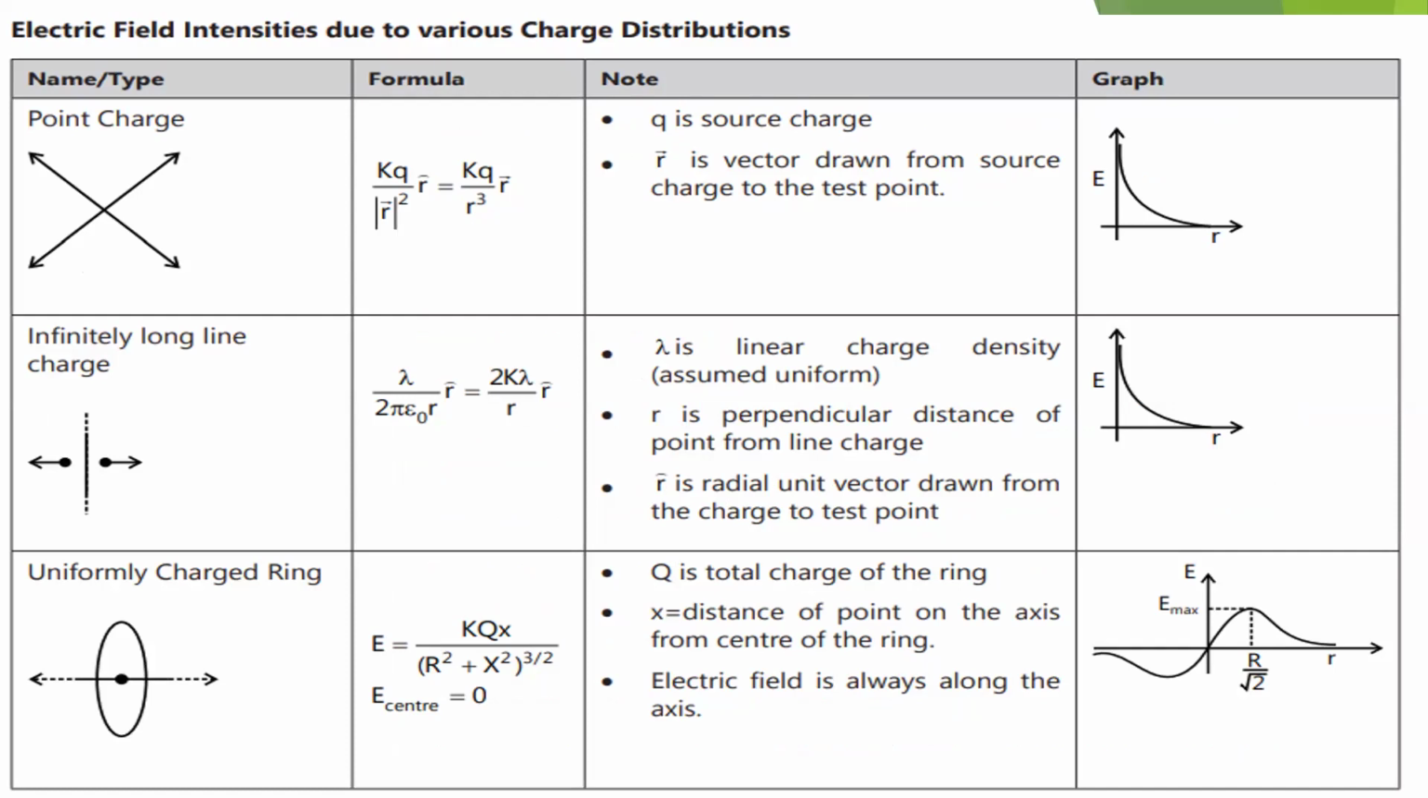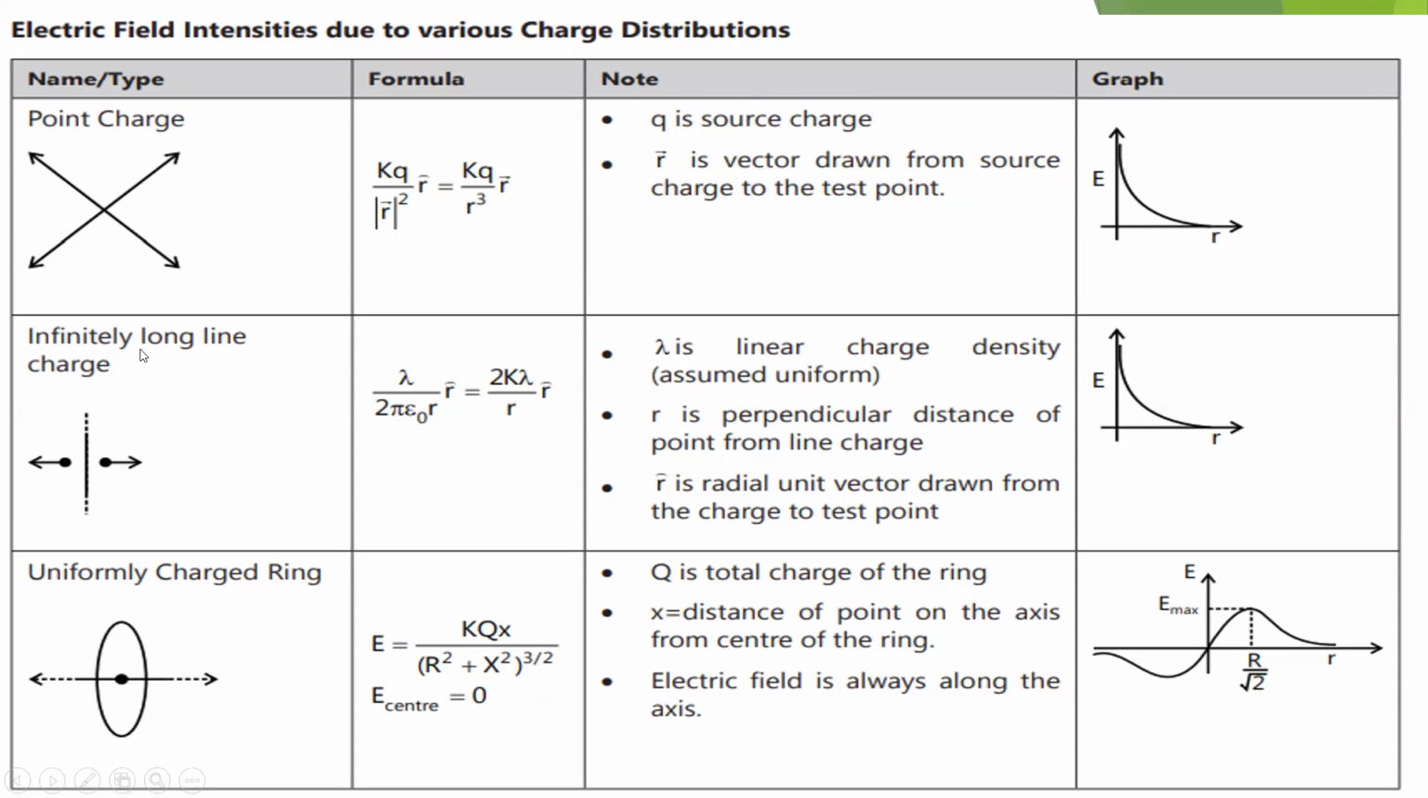So these are another important equation you have to keep in mind. One is point charge. The formula is kq by r square, and the important point is q is the source charge and r is a vector drawn from the source charge to the point. If you plot a graph where electric field is on the y-axis and distance is on the x-axis, then your graph will be like this, since your electric field is inversely proportional to the square of the distance, which means as the distance increases, the strength of the electric field will decrease.